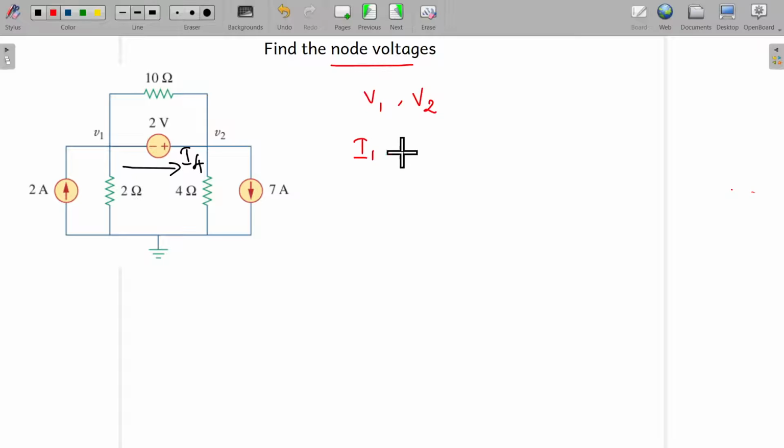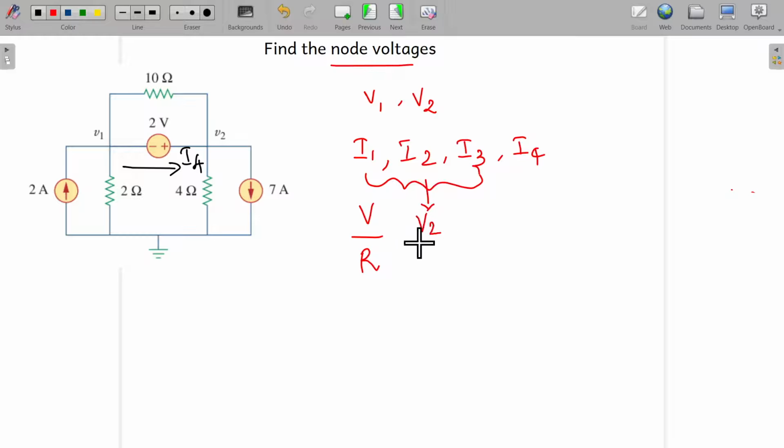For that, initially we must know the values of I1, I2 and I3 as well as this I4. These three currents can be found out easily because they involve these voltages and the resistances as per Ohm's law. Here you can write it something like this: V2 divided by this 4 ohm resistance. This is V1 divided by this 2 ohm resistance. I3 can also be marked as V1 minus V2 divided by 10 ohm resistance. Something like that you can write.